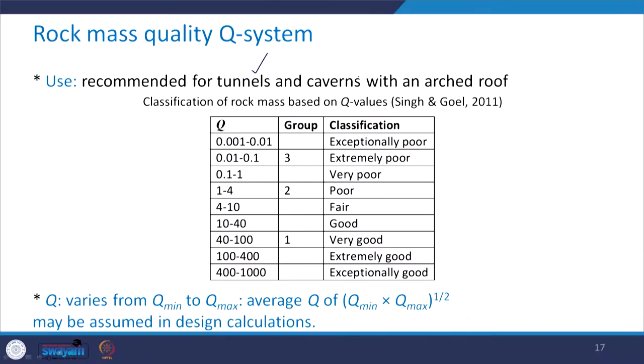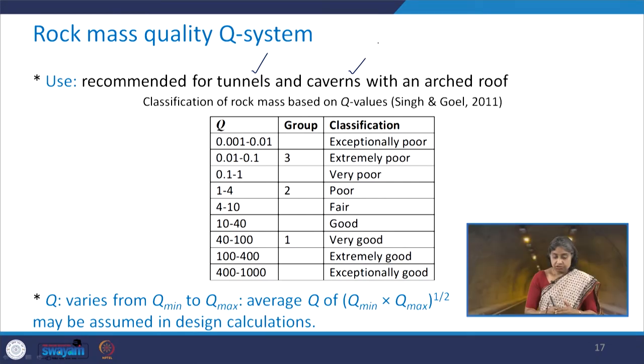Coming back to this Q system, this is recommended for tunnels and caverns with an arched roof. Based upon the rating of these six parameters, you can use the expression which was given earlier and find out the index Q. Based upon this value, you can decide what is the classification for the particular rock mass. Now, it may not be that easy for you to pick a pinpointed single value for the various assigned parameters, or maybe you can always get a range for the values of various parameters. That would also result in a range of Q value. So, this Q may vary from Q minimum to Q maximum.